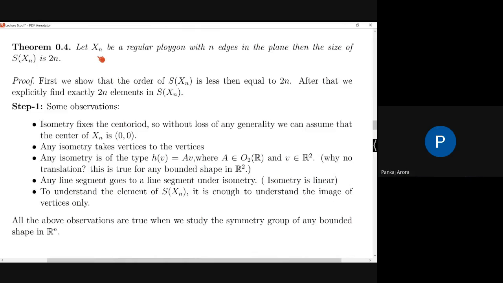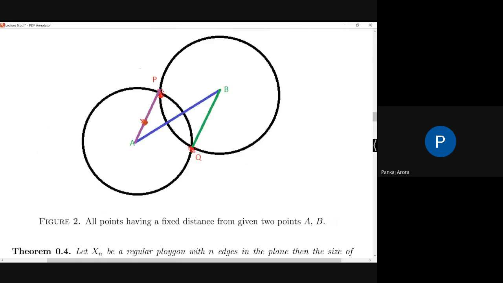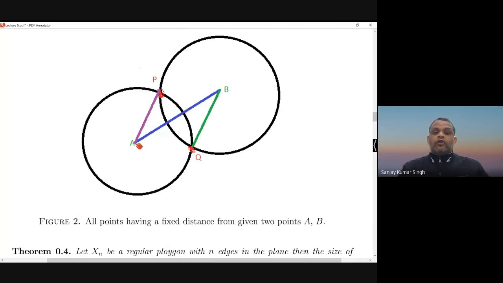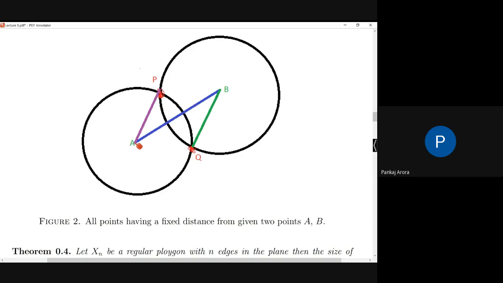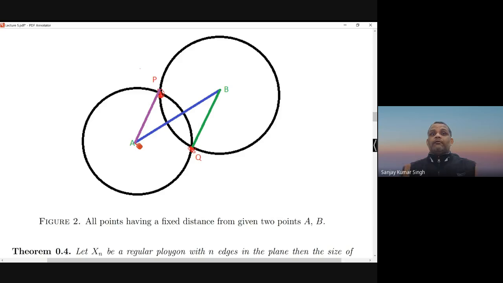Sir, must the distances from the two points necessarily be the same, or can they be different? No, it can be just any fixed distance. Maybe from A the distance is 2 centimeters, and from B it can be 7 centimeters. Okay. And that is why all three possibilities can occur. But my interest is that whatever possibility occurs, it will be at most 2. That is my interest.